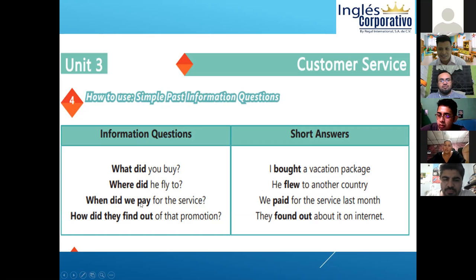When did we pay? ¿Cuándo pagamos el servicio? Really good. Ajá. When? Pagamos el servicio el mes pasado. Nosotros pagamos. Okay, we paid for the service last month. Okay, really good. Se pagó ese servicio el mes pasado. In English, it's not necessary to say this one. Solo pagamos, nos incluimos. Pero sí es importante a la hora de decirlo.